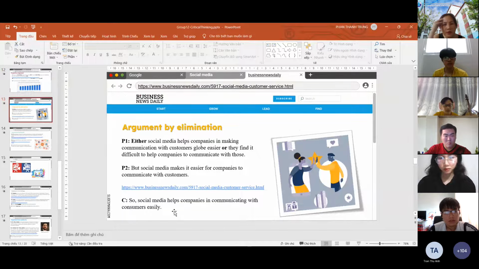Yeah, either social media helps companies in making communication with customers globally easily, or they find it difficult to have company to communicate with those. Not really a good way of posing the alternatives, isn't it? And then, but social media make it easier for company to communicate with customers, so they have company communicate with customer easily. So the conclusion is the very premise too, right?